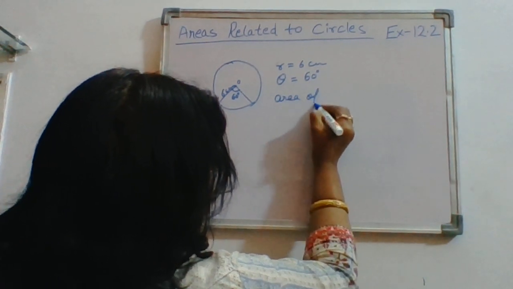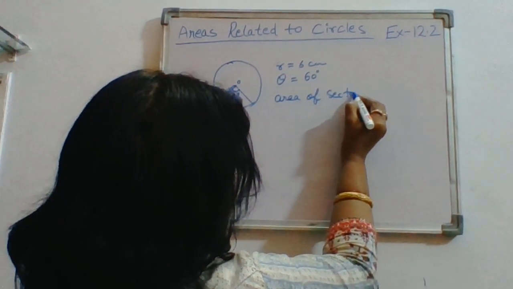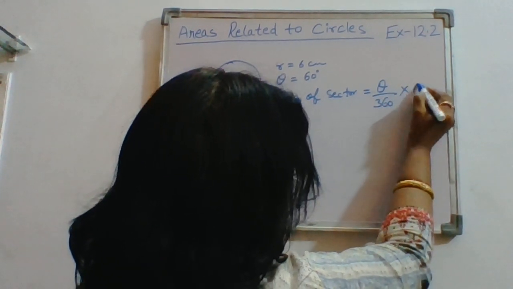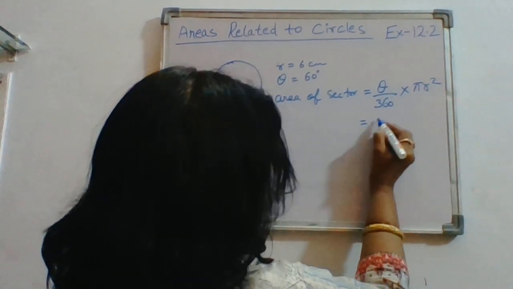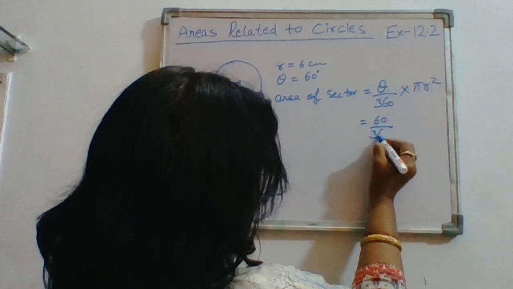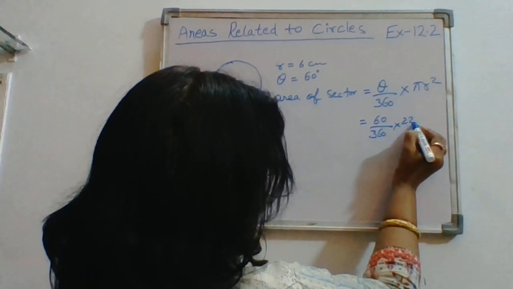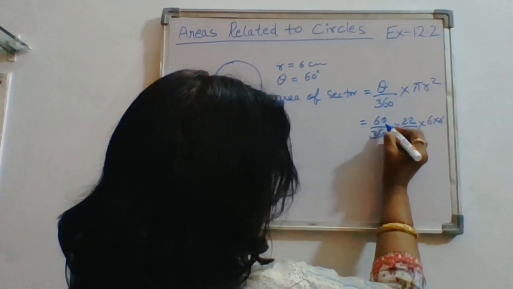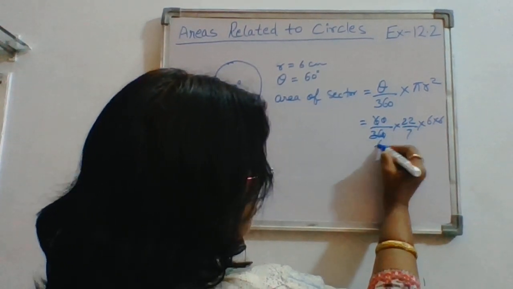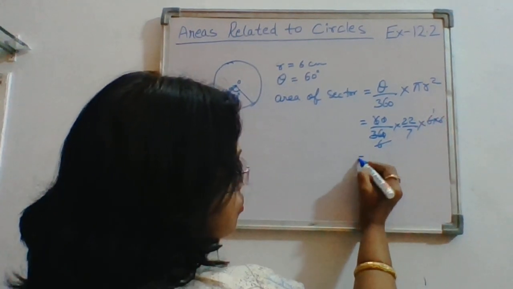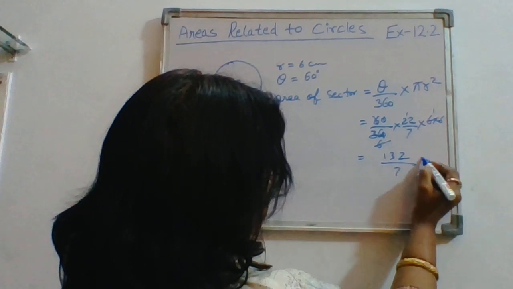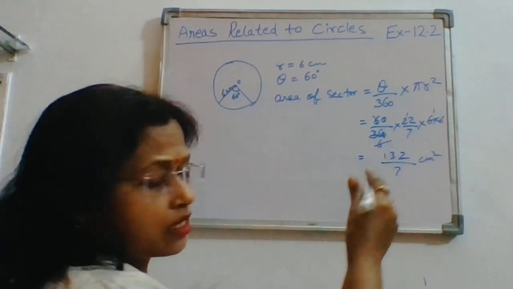Now area of sector, you all know, is theta upon 360 into pi r square. So theta is 60 upon 360 into 22 by 7 into r square, which is 6 into 6. Now you all can calculate: 6 ones are 6, 6 twos are 12. So this is 132 by 7 centimeter square. Right.